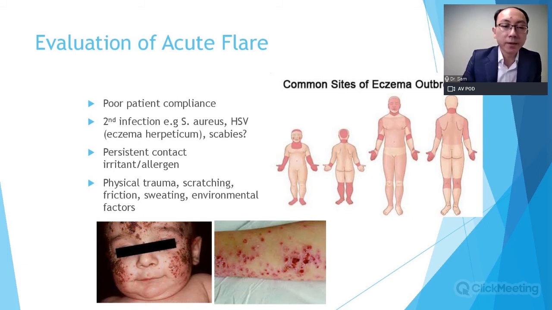So next, when the patient comes in with an acute flare, there are a few things you may want to ask, whether the patient has poor compliance to medication. We know that when the patient has atopic dermatitis, they need to use emollient, which is the first line treatment in their daily care. So they have to use the emollient every day, and you need to check whether they are compliant or not.